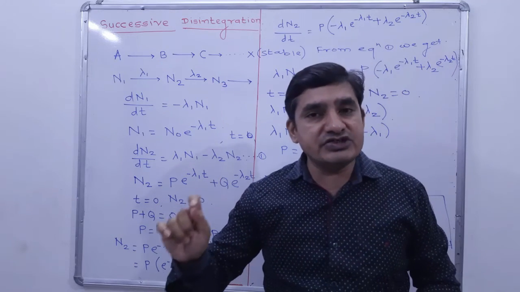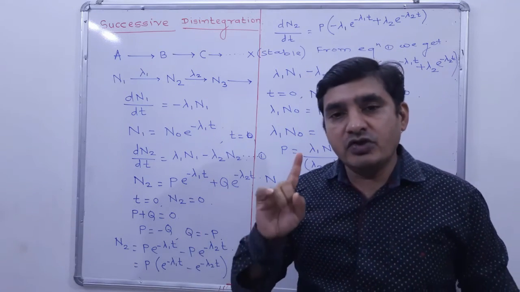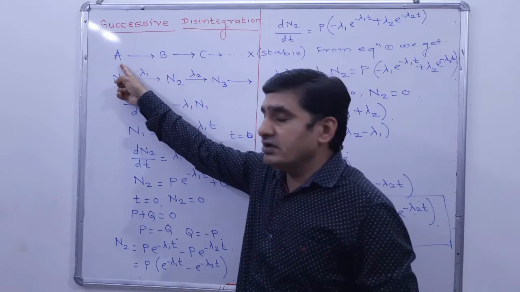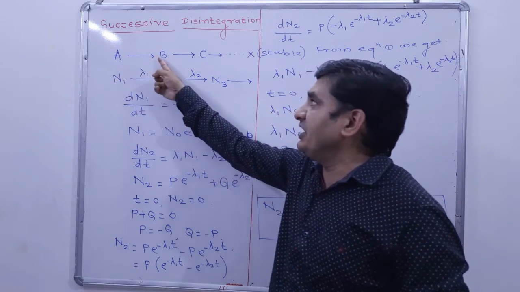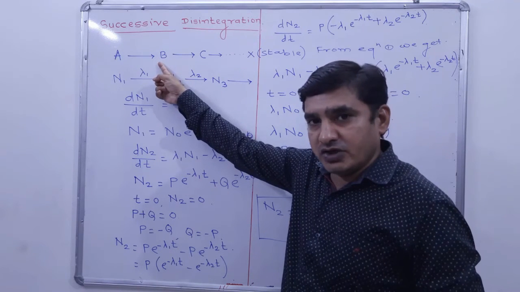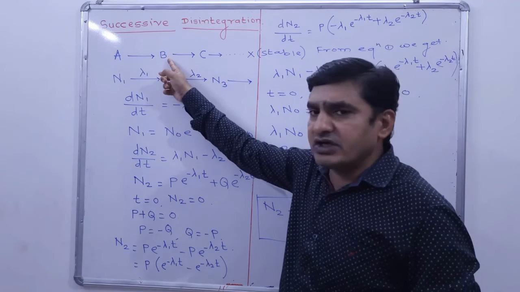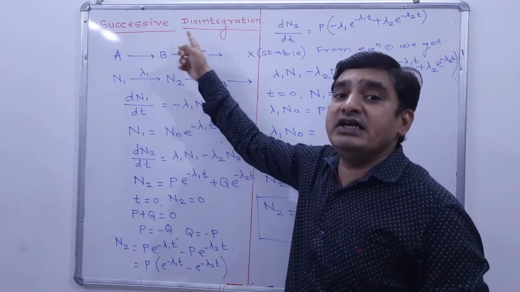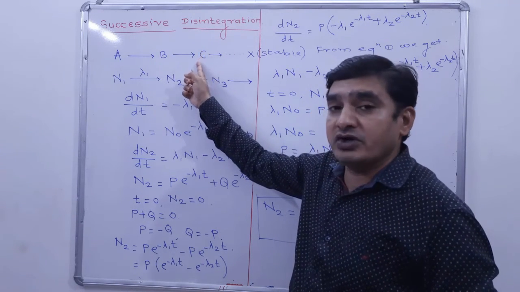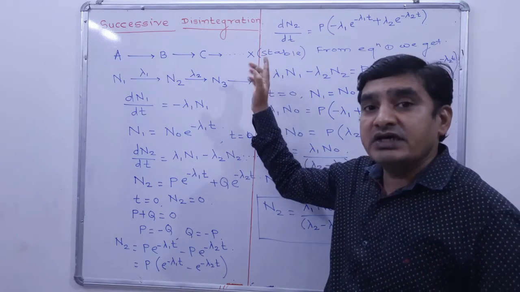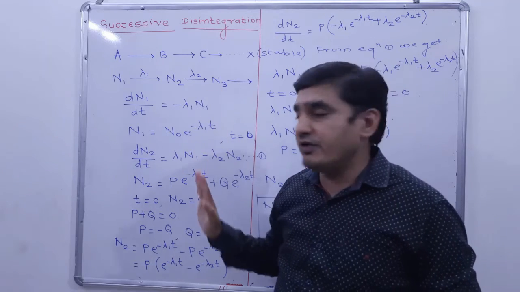Successive disintegration of radioactive nuclei: the original radioactive atom is known as the parent. The parent disintegrates, so that we obtain a daughter. The daughter is also radioactive, so this daughter again disintegrates and we obtain a new daughter. This process is carried out until the end product is stable, which is not radioactive.